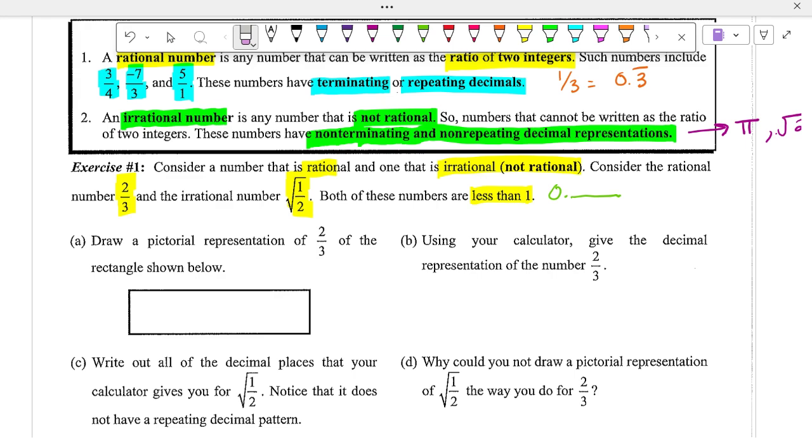So going back to kindergarten, if I drew a pictorial representation of 2/3, how many of these do I shade in? 2. That's clearly 2/3. Now, off the top of your head, do you remember what 2/3 is as a decimal? 0.6 repeating. A lot of times it rounds off to 0.67, but it's technically 0.6 repeating.